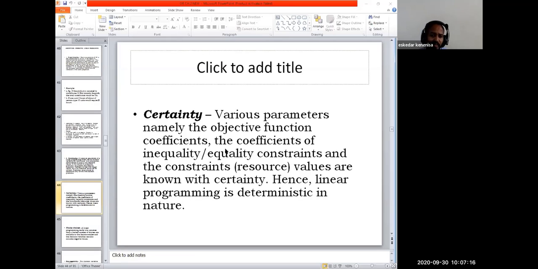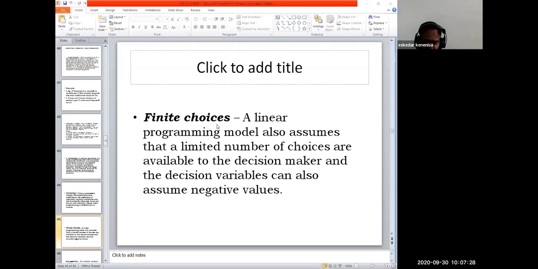Linear programming is deterministic in nature. By nature it is deterministic. Finite choice, there is also the other one. A linear programming model also assumes that a limited number of choices are available to decision makers, and the decision variable can also assume negative value.